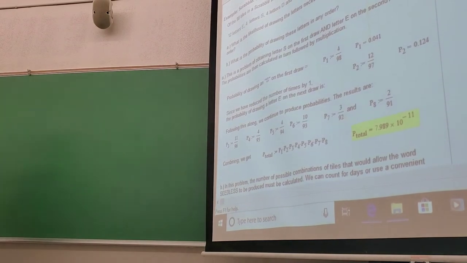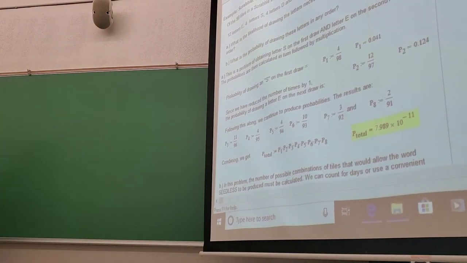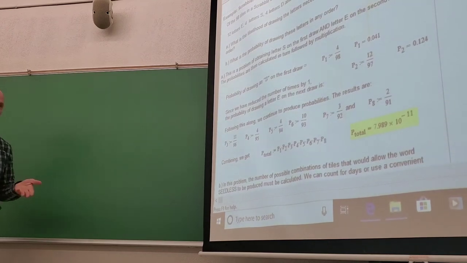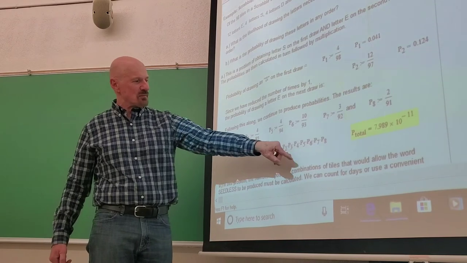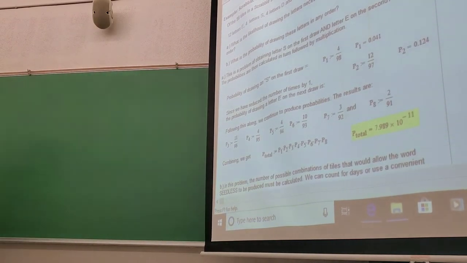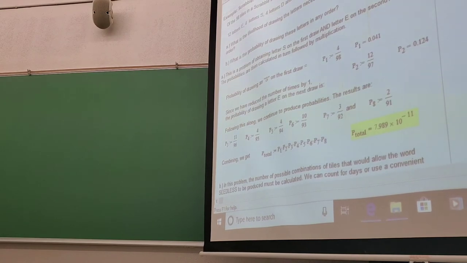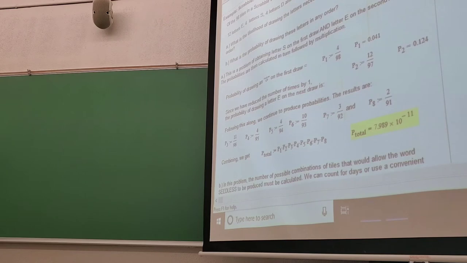So since we're doing an AND now, we have this and this and this and this, we multiply all those together. So we're combining, we take the probability of 1 times 2 times 3 times 4, those are all the particular reference letters. So the odds of pulling out that word in order is 7.99 × 10⁻¹⁰. Not likely going to happen. All right.